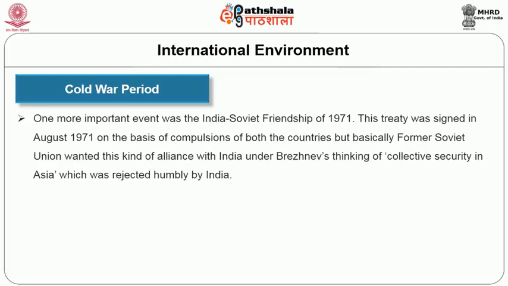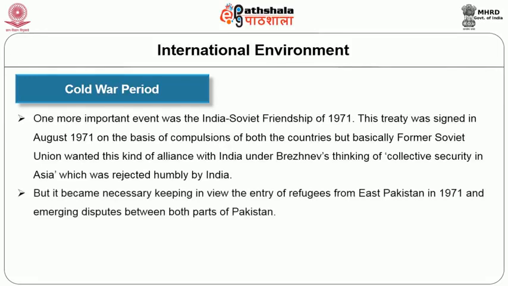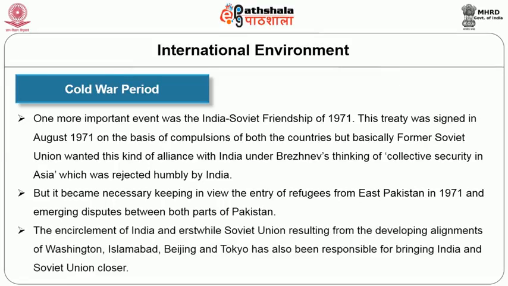But basically, the former Soviet Union wanted this kind of alliance with India under Brezhnev's thinking of collective security in Asia, which was rejected humbly by India. But it became necessary, keeping in view the entry of refugees from East Pakistan in 1971 and emerging disputes between both parts of Pakistan. Besides this, the encirclement of India and the erstwhile Soviet Union resulting from the developing alignments of Washington, Islamabad, Beijing and Tokyo has also been responsible for bringing India and the Soviet Union closer.